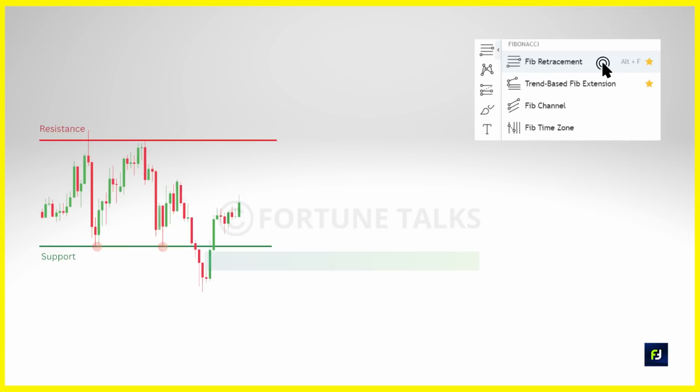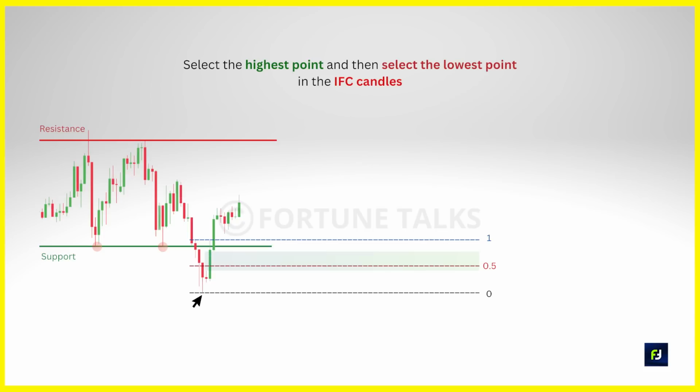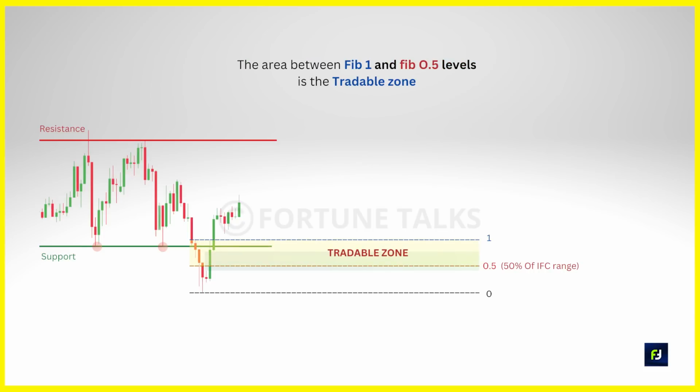For this, bring up the Fibonacci retracement tool and select the highest point in the IFC candles, and then drag the cursor and select the lowest point in the institutional candles. This will give you the IFC range. As I have mentioned before, when price returns back to this range after mitigating the imbalance, we will look for long trading opportunities from Fib 1 or Fib 0.5 levels.